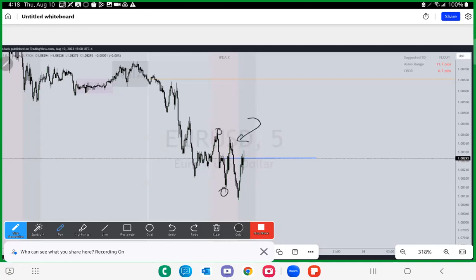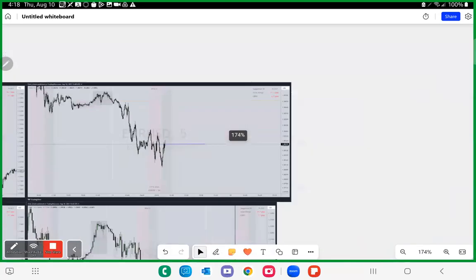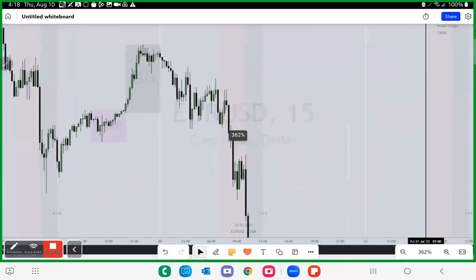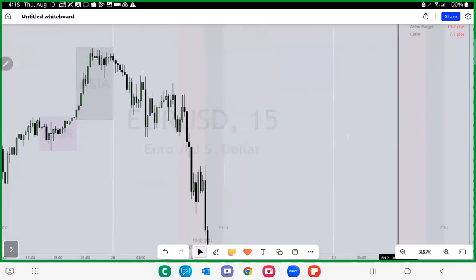OTE, biggest point, London's expansion was here, New York's expansion is here. All right. And then you can see the offset during the London close Killzone. Another example, same ideas.